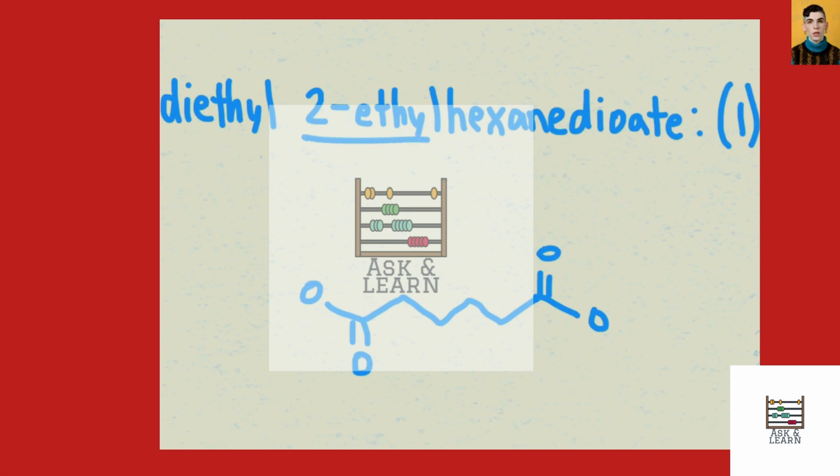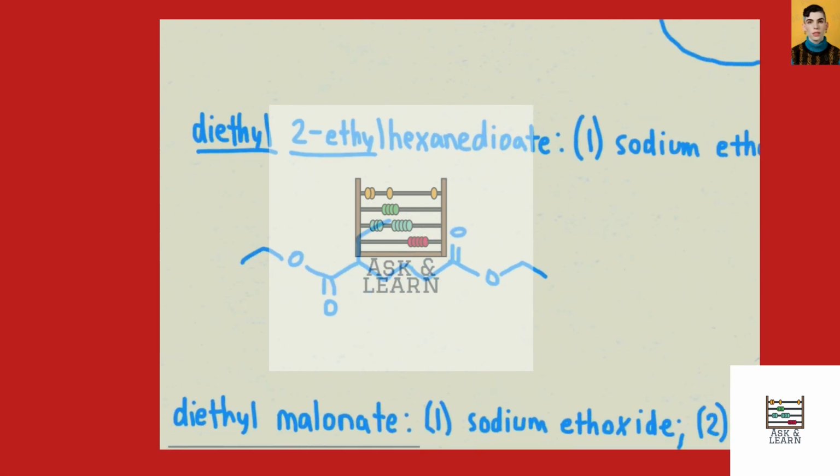So that 2-ethyl is going to correspond to the presence of an ethyl group on the second carbon of this 6-carbon chain. So I have 1, 2, 3, 4, 5, 6 carbons, and on that second carbon right there, I'm going to have the presence of an ethyl group. So 1, 2 carbons. And then diethyl just corresponds to the presence of 2 ethyl groups, one on each of my oxygens. So right here, 1 ethyl group, 2 ethyl groups. Okay, so that is the structure of my diethyl 2-ethyl hexane dioate.